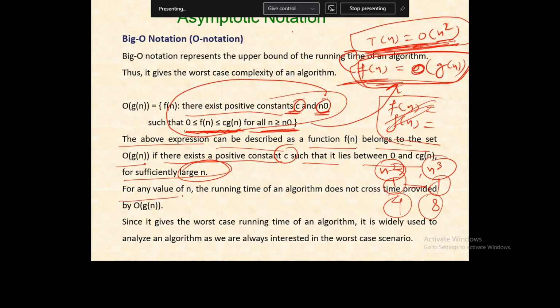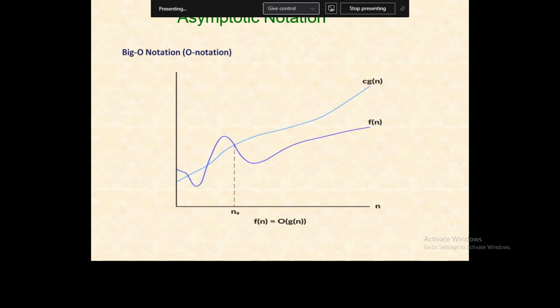So for any value of n, the running time of an algorithm does not cross the time provided by O of g(n); it will be below that, below g of n. I will explain the actual meaning in graphical form. Now one more thing, since it gives the worst case running time of an algorithm, it is widely used to analyze an algorithm, as we are always interested in the worst case scenario whenever we are doing the performance analysis.